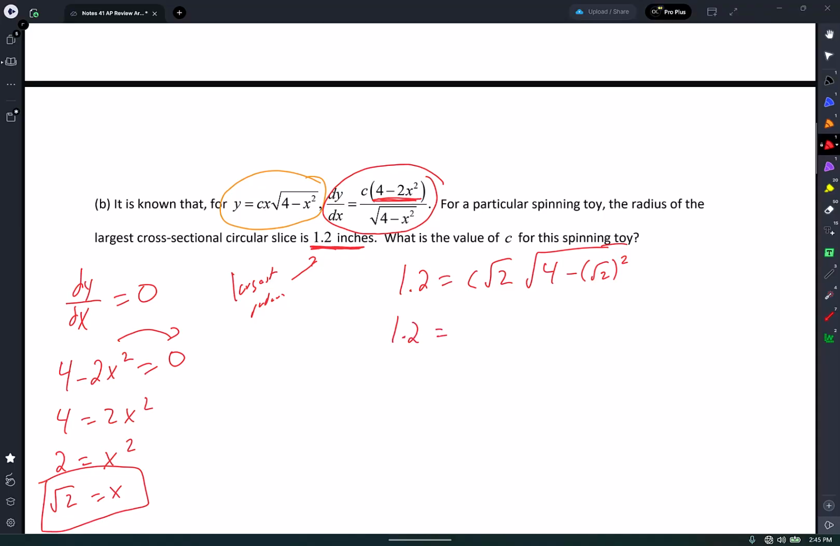1.2 equals c square root of 2. Square root of 2 squared is 2. Oh, look how funny these guys are. 4 minus 2. You probably don't have to show that step. You can probably just go right to this. 1.2 equals c square root of 2 times square root of 2. What's square root of 2 times square root of 2? 1.2 equals 2c. How do I get c by itself? What's the c value?